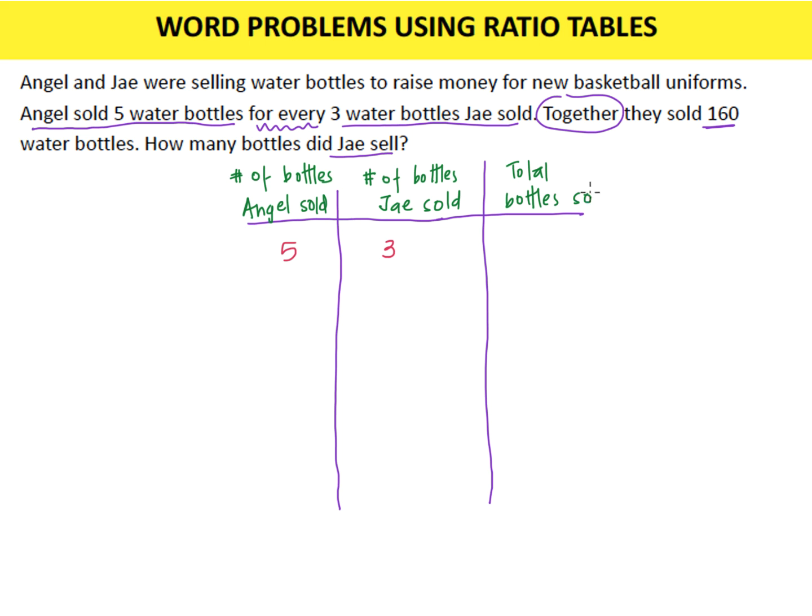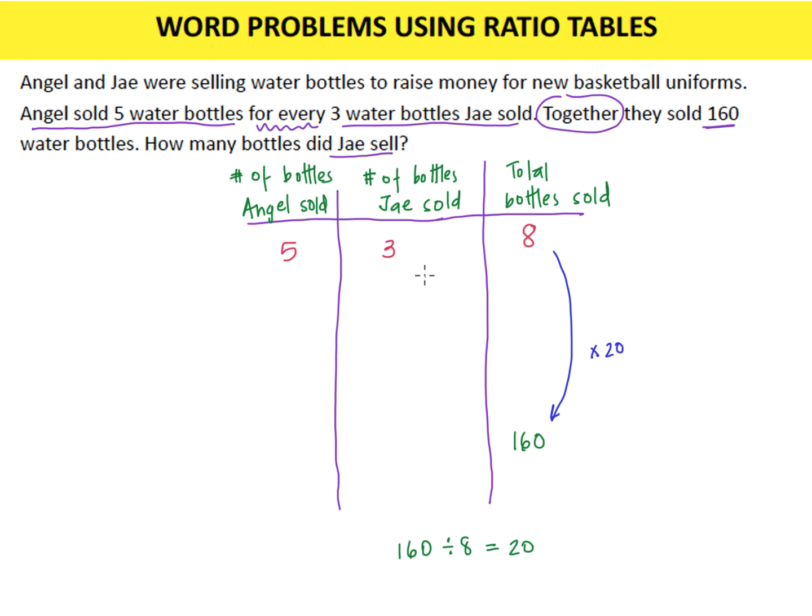and we know that the total bottles sold is 160. So if Angel sells 5 bottles and J sells 3 bottles, then the total bottles sold is 8. Now, if they keep selling sets of 8, how many sets of 8 will they have to sell? So we can figure that out by saying, okay, 160 divided by 8 equals 20. So we know that 8 goes into 160 20 times.